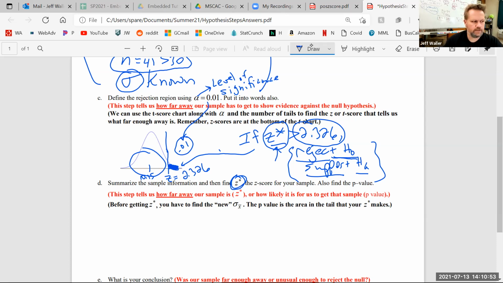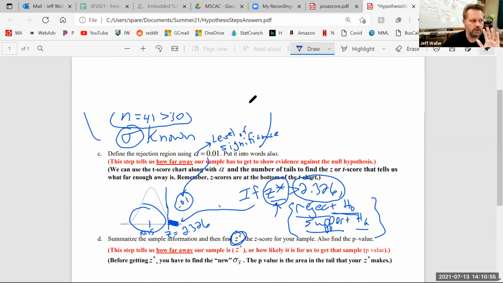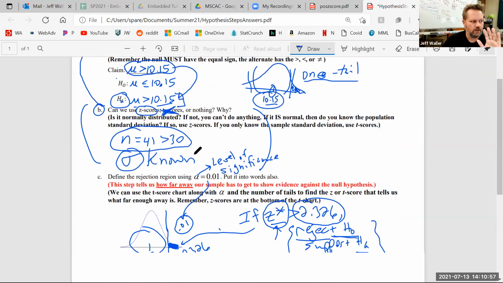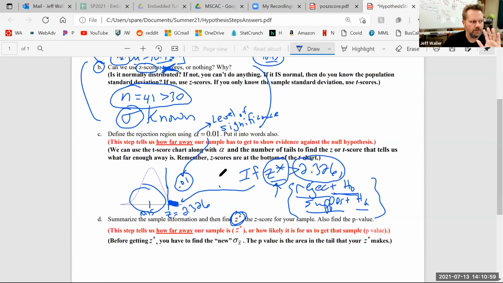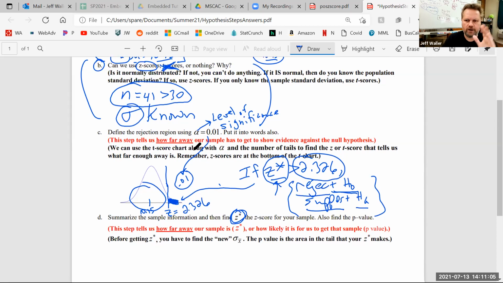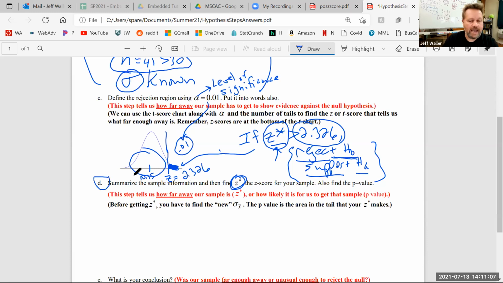All right. So now listen. What are you talking about? What can you use to talk about it? Where does evidence start? How far away is far away enough? And then this step, of course, now that we know how far away is far away enough, let's find out if our sample, how far did it get?